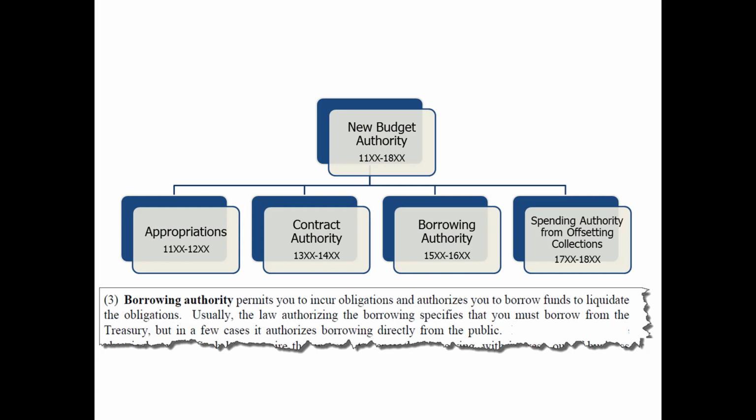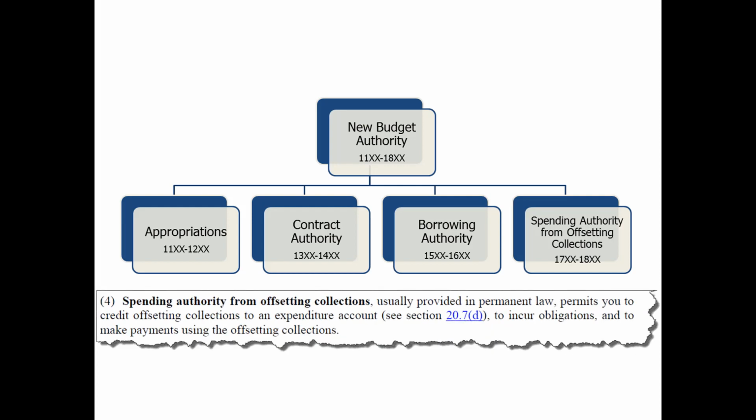The 4th form of budget authority is very common. It's spending authority from offsetting collections. It permits you to credit offsetting collections to an expenditure account, to incur obligations, and to make payments using the offsetting collections. Reimbursements fall into this category, as do user fees and so forth. We'll talk more about this later.